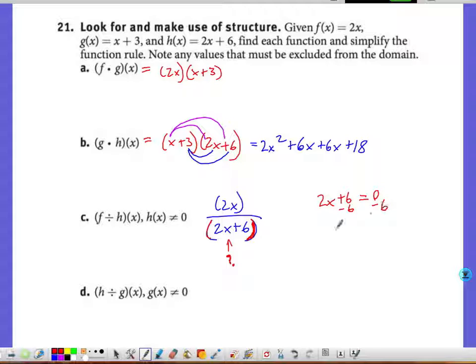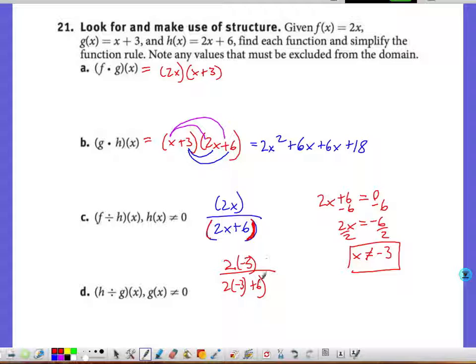So minus 6, we get 2x equals negative 6, divided by 2, and so x equals negative 3. And here is going to be my domain restriction. X cannot equal negative 3. Why? Well, let's see what happens when I do it. I plug in negative 3 for x, and when I simplify this, I get negative 6. 2 times negative 3 is negative 6 plus 6 is 0.